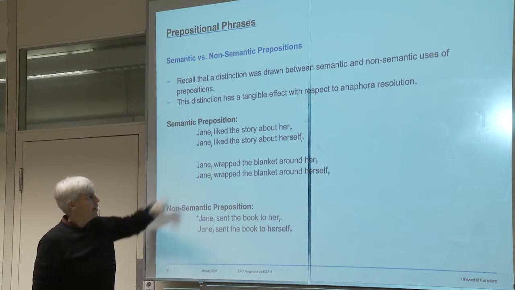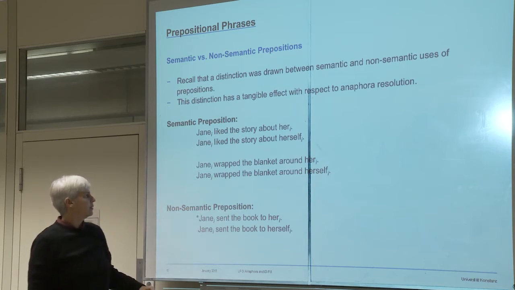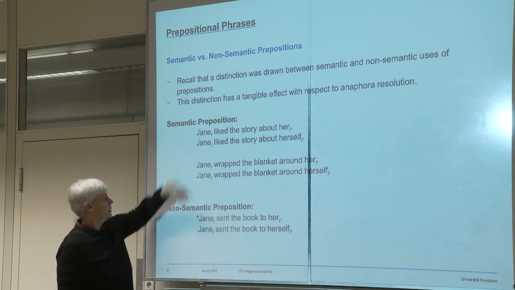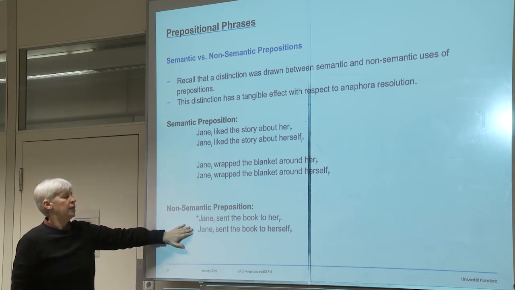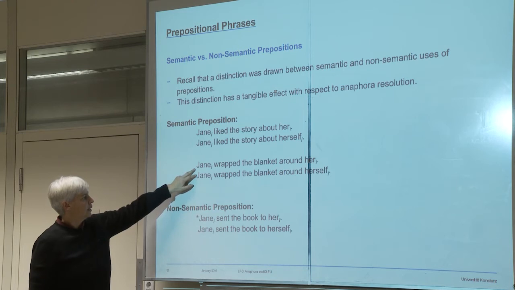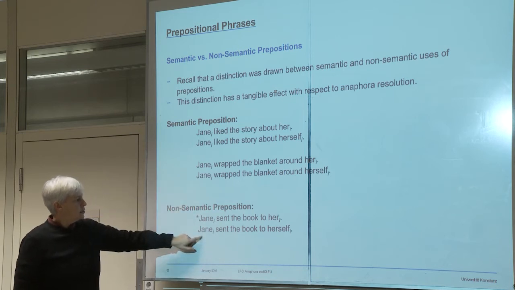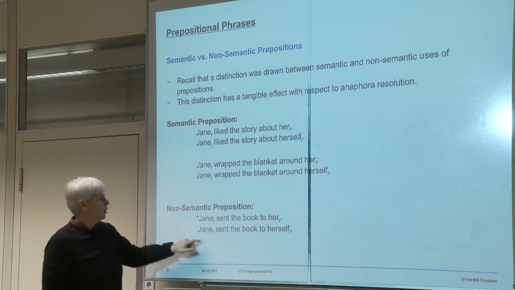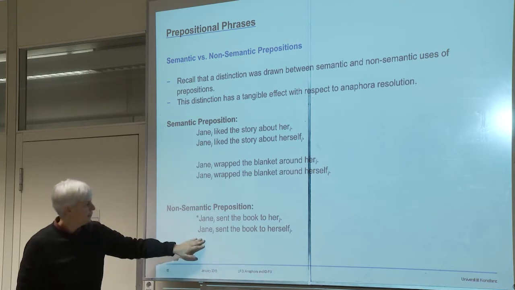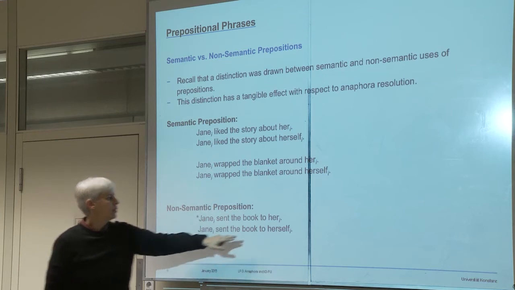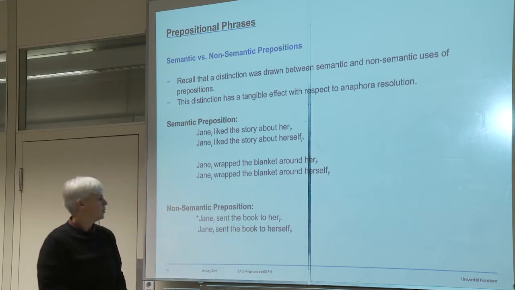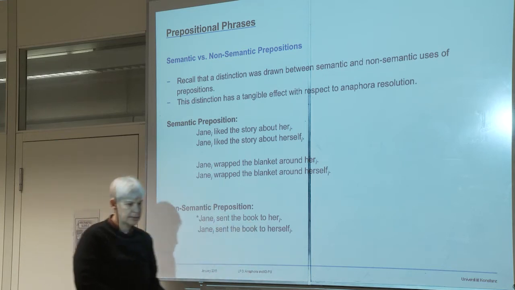Here's another example. Wrap the blanket around her. Wrap the blanket around herself. Works exactly the same. And here's an example with a non-semantic preposition. And what you see here, it doesn't work like this. The herself, the reflexive one, works the same way. Herself can refer to Jane. But this one doesn't. Okay, so here the her can't refer to Jane. The her has to be somebody else entirely.